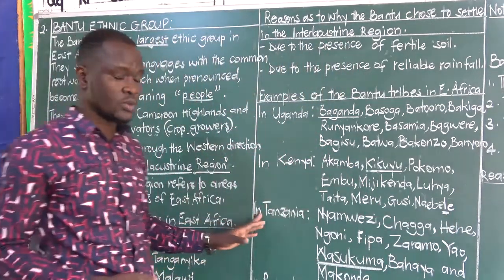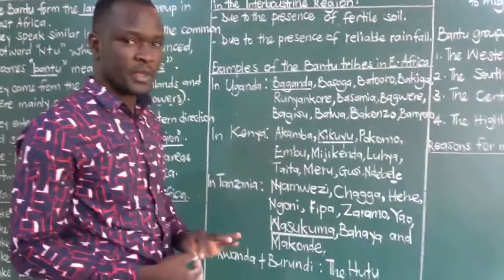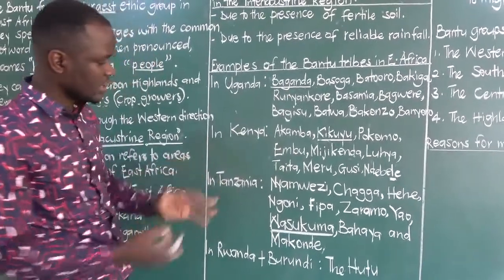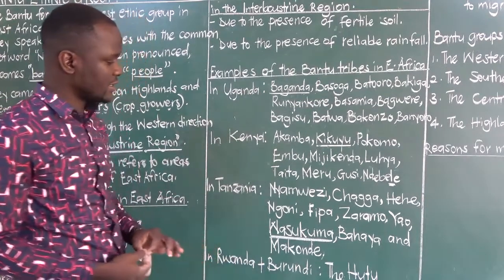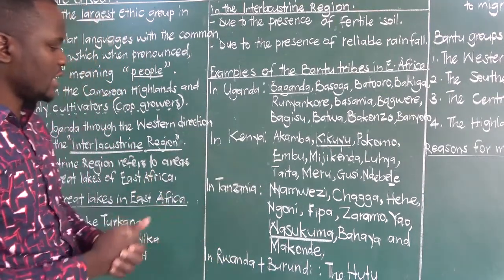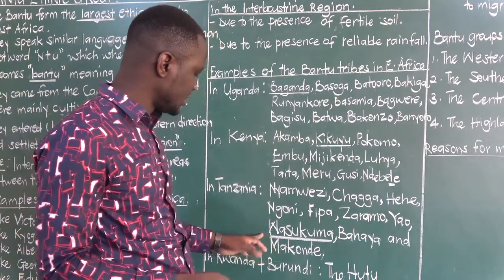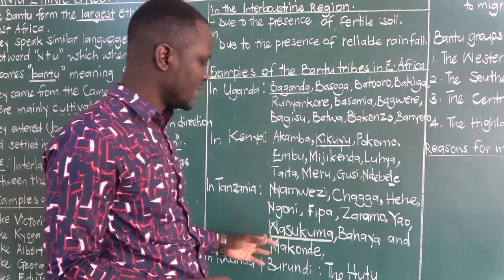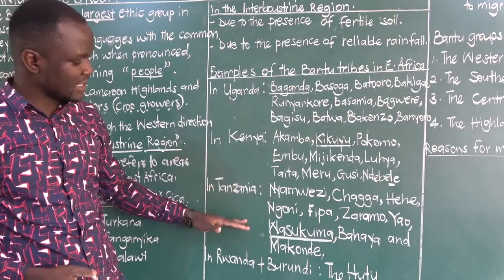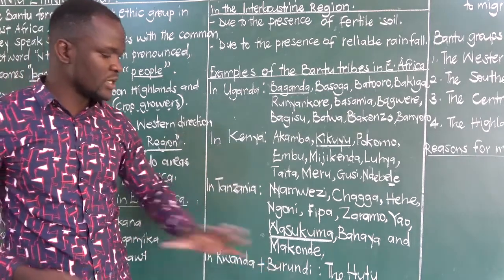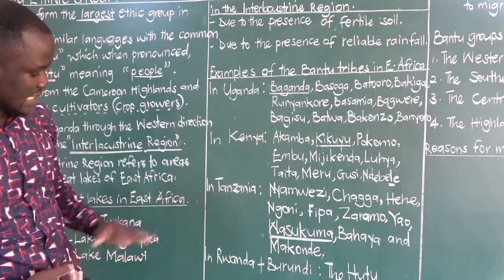And when we go to Tanzania, we have the Nyamwezi, the Chaga, the Hehe, the Ngoni, that we said entered through the southern direction. We have the Fipa, the Zaramo and the Yao, then we have the Sukuma, that we can also call the Wasukuma, also forming the largest in Tanzania, and then the Bahaya and the Makonde. So these are the ones we have in Tanzania. And coming to Rwanda and Burundi, we have the Hutu tribe in those countries.